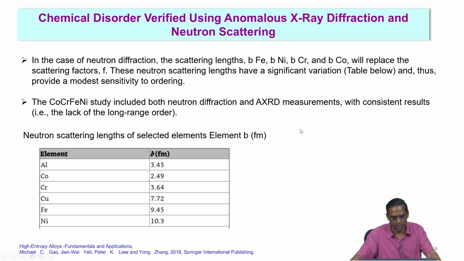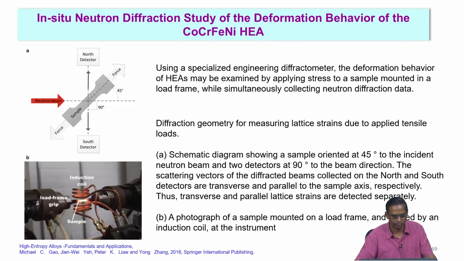So, this is one little sophisticated technique which is required when you have complex high entropy alloy systems. I think I have one interesting observation. It is an in situ neutron diffraction study of the deformation behavior of cobalt, chromium, iron, nickel high entropy alloy.